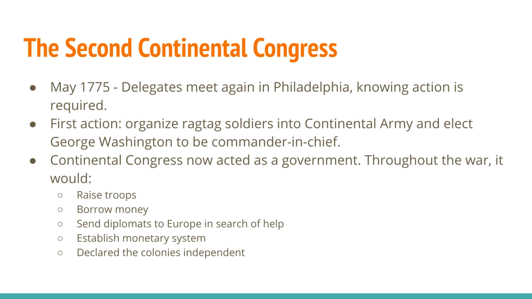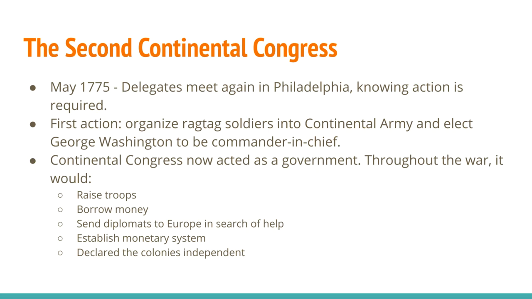With the Revolutionary War now begun, the Continental Congress was forced to assume the role of American government. Okay, they weren't necessarily independent of Great Britain, but they had to be their own government. It had no authority to do so, but it was totally necessary. And throughout the Revolution, the Continental Congress would raise troops, borrow money, and send diplomats to Europe in search of military aid, okay? And also they would establish a monetary system, a system of money.